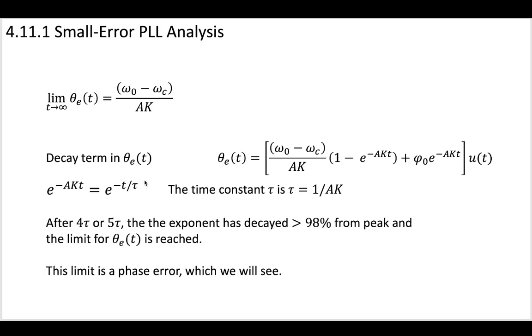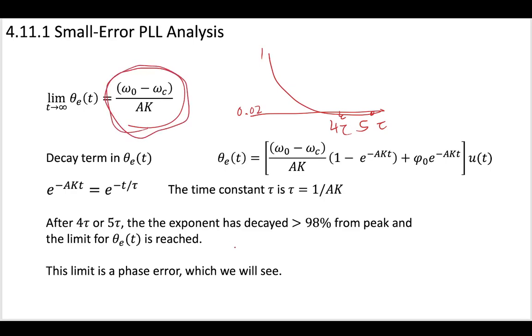And what you probably remember from your RC circuits is that after about 4 to 5 tau, this whole thing has decayed 98% of the way. So if you start at 1, after 4 to 5 tau, this is going to be down to less than 0.02. It's very low. So after 4 or 5 tau, we're going to have a very small error, but it's going to be a constant error of this form.